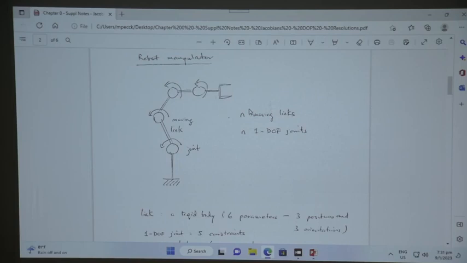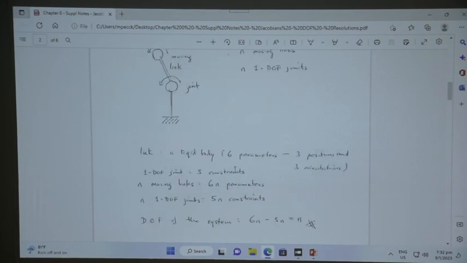So recap on degree of freedom as well as the resolution. So when we look at a robot manipulator, this is one way of depicting a robot manipulator. You have the base, you have the joints, and then you have the moving links that go between them. So in this case, you have M moving links, and then you have M one degree of freedom joints. So as mentioned, all the joints are either rotational or translational. So a rotational joint is 1 degree of freedom, a translational joint is 1 degree of freedom. So a link is a rigid body, so there are 6 parameters altogether, 3 for position and 3 for orientation.